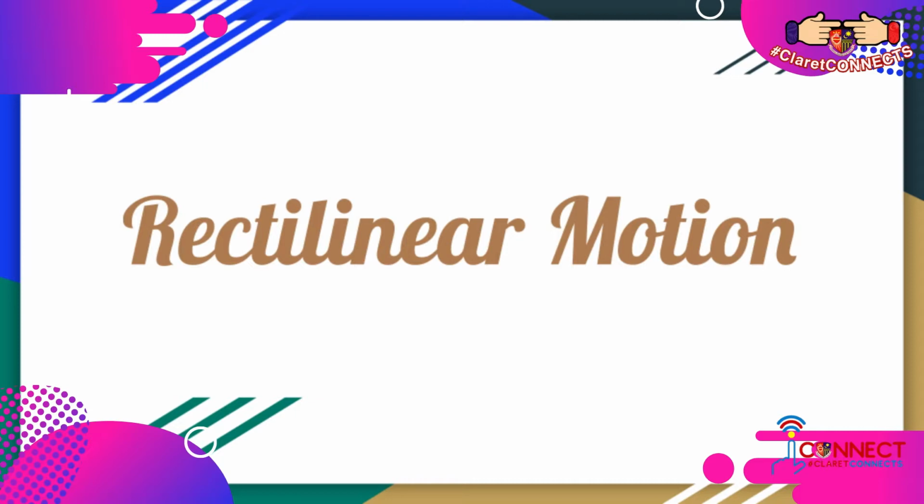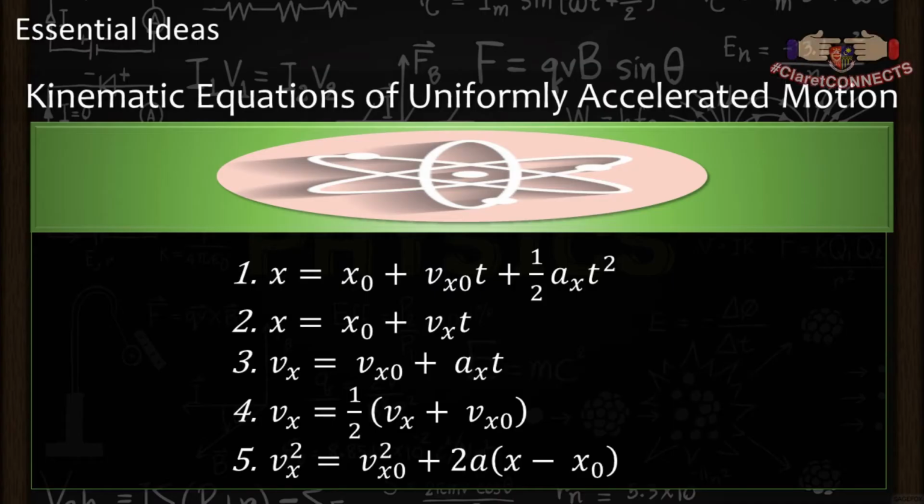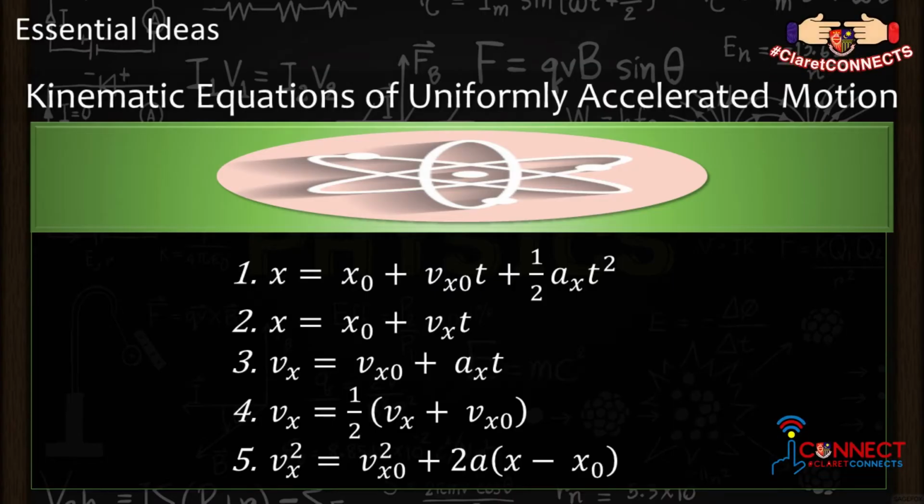And there are many ways on how to find the acceleration or any physical quantity that is involved in motion when we are dealing with rectilinear motion or uniformly accelerated motion. These are the different kinematic equations that we use in uniformly accelerated motion or rectilinear motion.